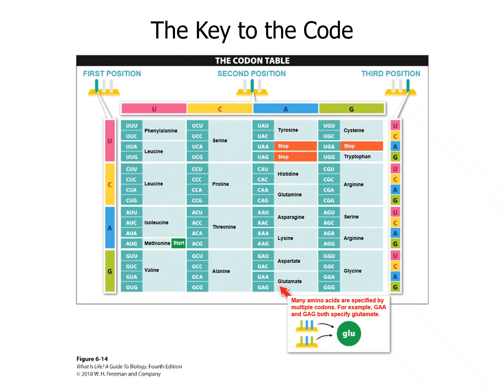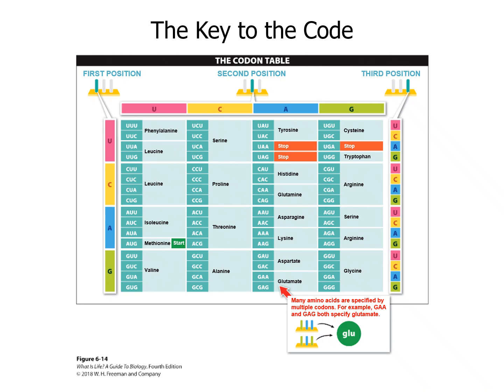There are 20 amino acids. You don't have to know all of them. The only one I want you to know is the starting amino acid or starting codon, and that is methionine. Methionine is going to be the codon AUG. That is the only one I want you to know.